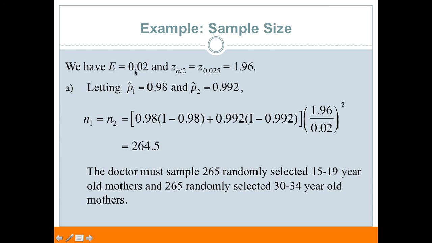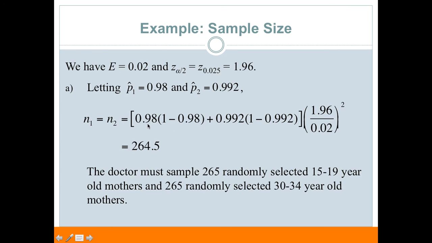So we know that our margin of error is 0.02, that's our 2 percentage points, and we wanted 95% confidence. Now, if you recall from 2 chapters back, 95% confidence goes with a critical value of 1.96. Our p1 hat is 0.98, that's the proportion of 15 to 19-year-old mothers that we were using who got prenatal care, and 0.992 is our p2 hat, that's our proportion of, I think it was 30 to 34-year-old mothers who received prenatal care. So we have to use this formula.